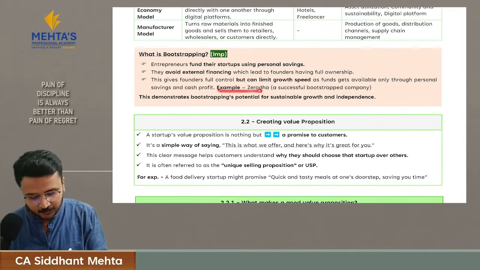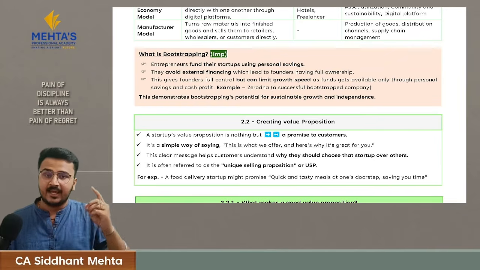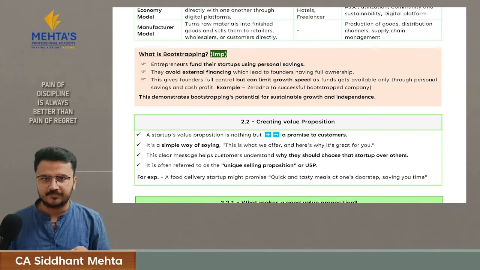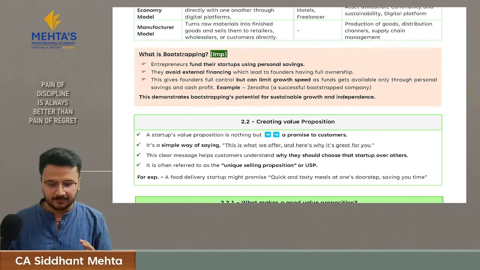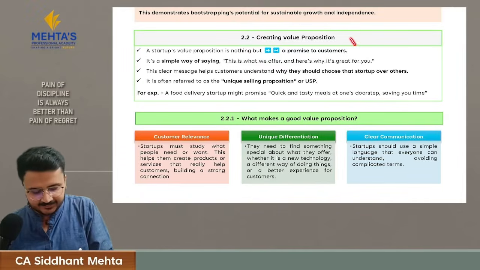Example is Zerodha, which is a successfully bootstrapped company where they started their company with their personal savings and then increased it with the profits of the company. So this is what bootstrapping is. Now let's understand our second concept, that is creating a value proposition.